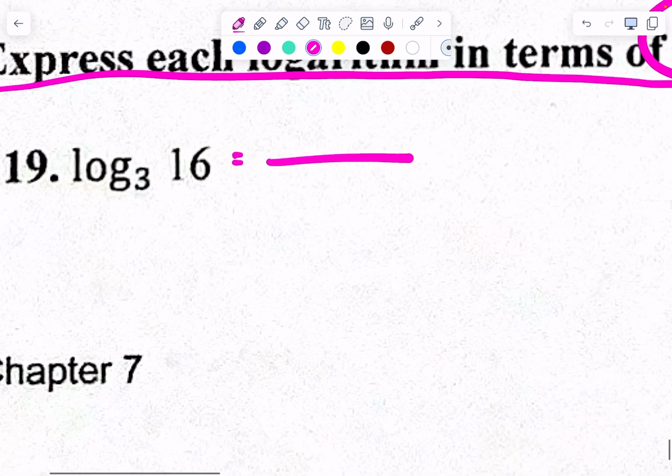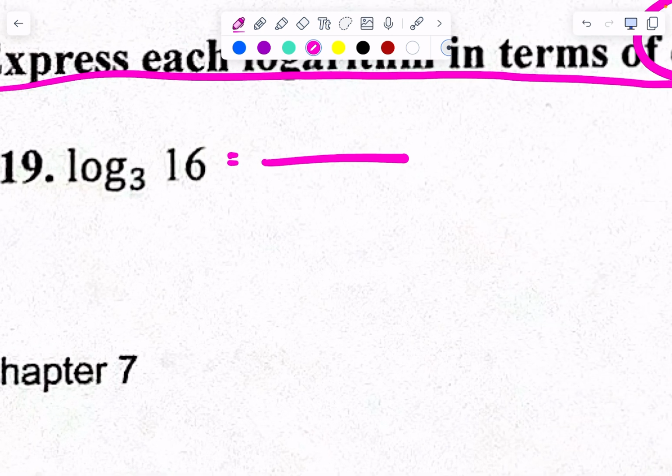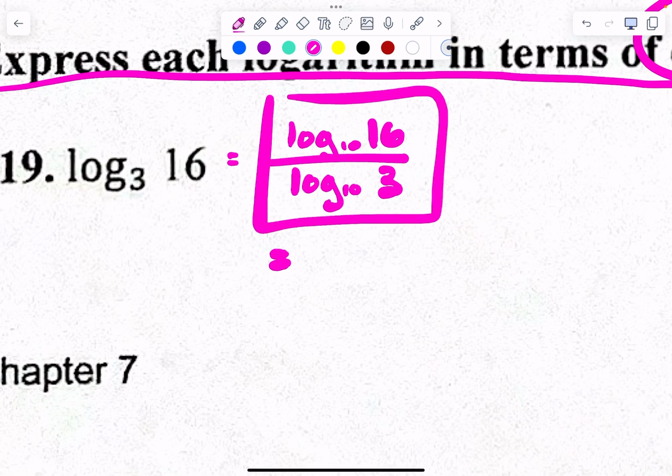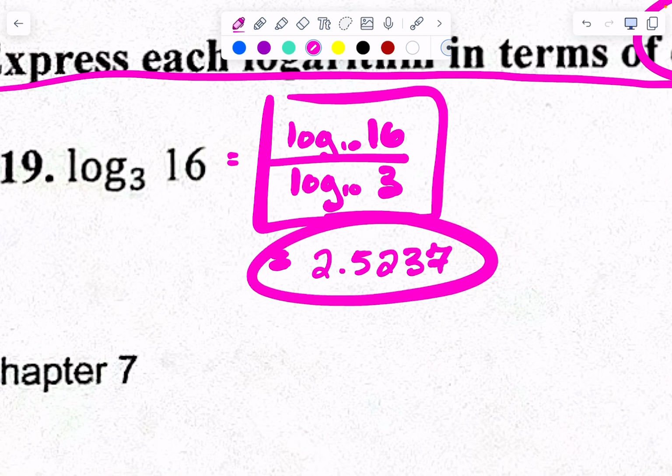Log base 10 of 16 over log base 10 of 3. The base goes to the base. So how could you do this on the calculator? You just take log 16 divided by log 3. If you just write the answer down and don't switch it, I might count it wrong. You have to add both. What is the decimal? 2.5237. Perfect. You have to have both of those things written down. Otherwise, I will count it half wrong if you only have the answer. Make sure you write the fraction as well.